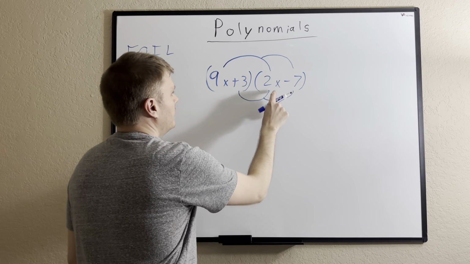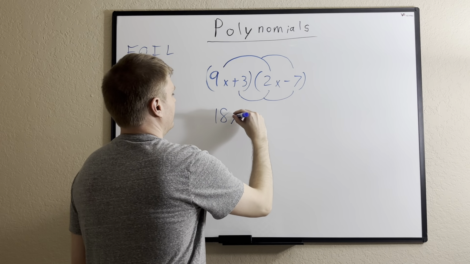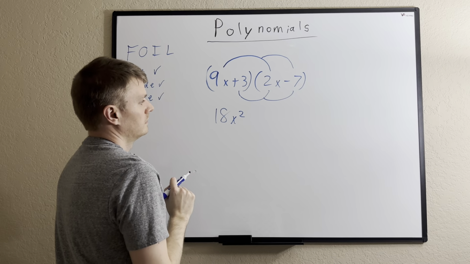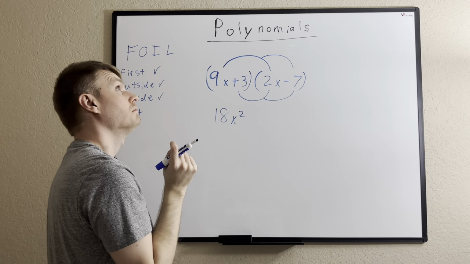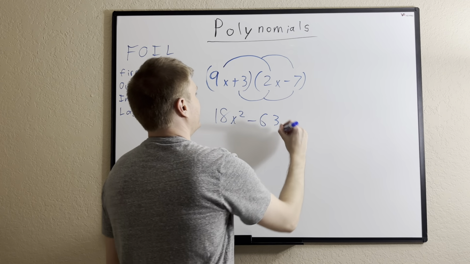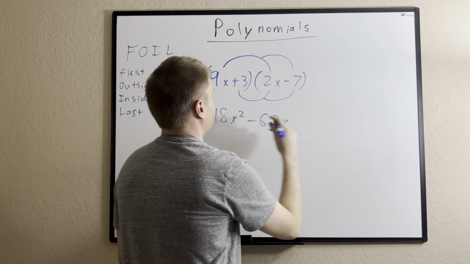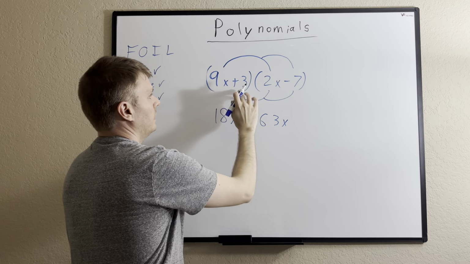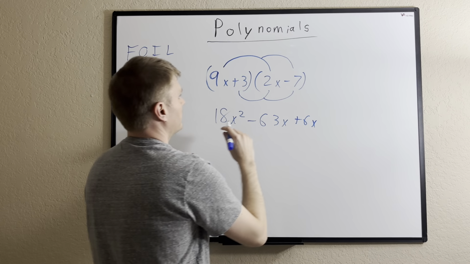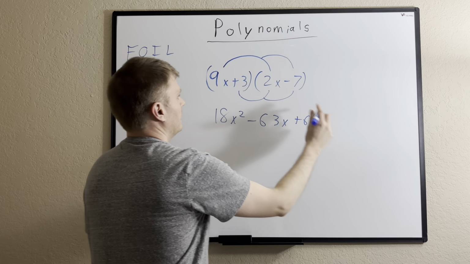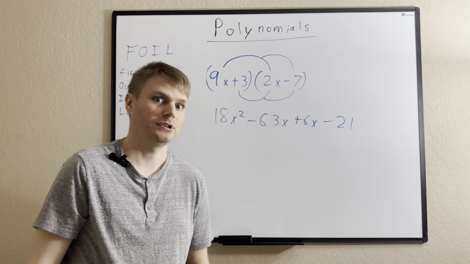All right, so 9x times 2x. 9 times 2, 18. X times x is x squared. Okay, 9x times negative 7. 9 times negative 7, negative 63, I believe. X times 1 is just x. Okay, now we're doing the inside. 3 times 2x is 6x. 3 times negative 7 is negative 21. Okay, we're done. No, we're not.